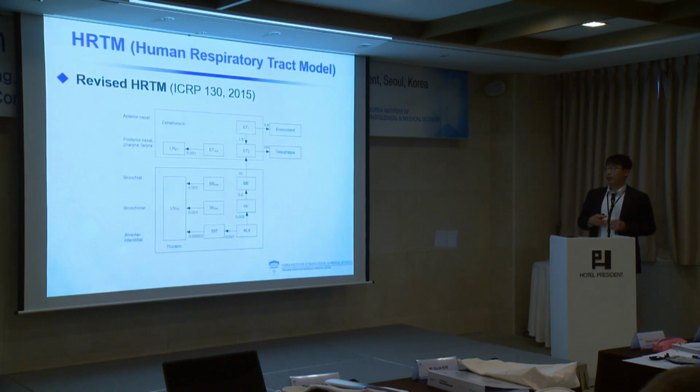But in ICRP publication 130, they revised the original HRTM like this. So the compartments are a little bit changed, and esophagus is added instead of the GI tract in the previous model.